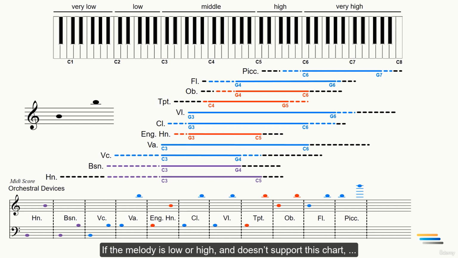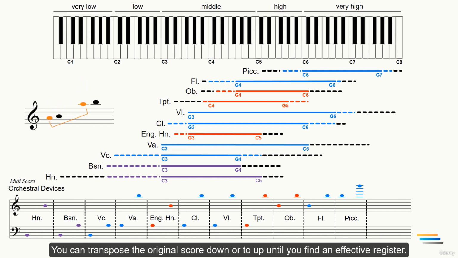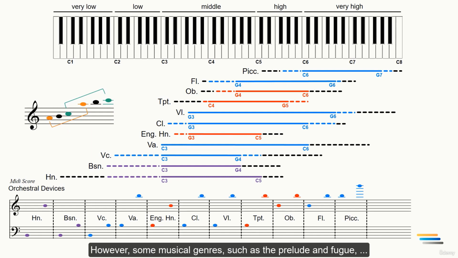If the melody is too low or high and doesn't support this chart, then you can transpose the melody to another tonality. This rule will be effective especially in choral music and in film music. You can transpose the original score down or up until you find an effective register. However, some musical genres, such as prelude and fugue, are best orchestrated in their original tonality.